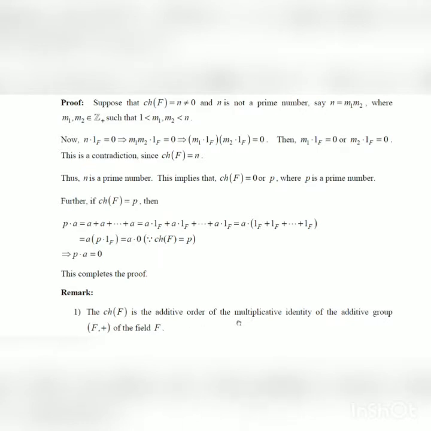What is meant by order of an element? In the case of a group, the order of an element A is the least positive integer, say n, such that A to the power of n equals the identity element E of that group. If n is the least positive integer, then n is the order of A. That is the definition of order of an element in a group.